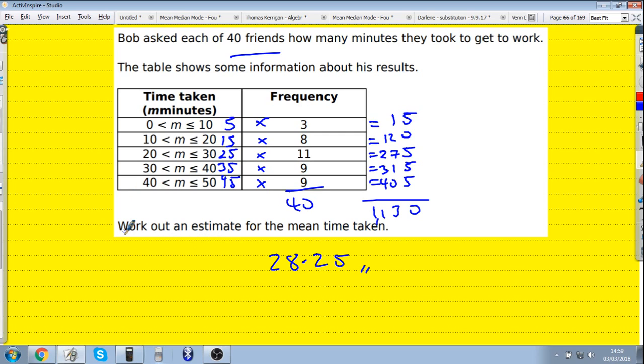Because it's just like a range. Like we don't know what M is exactly. Correct. So this one, between 0 and 10 minutes, all 3 could have taken 1 minute. Someone could have taken 2 minutes, 5 minutes, 7 minutes. We don't know. So we just estimate by saying all 3 took 5 minutes.